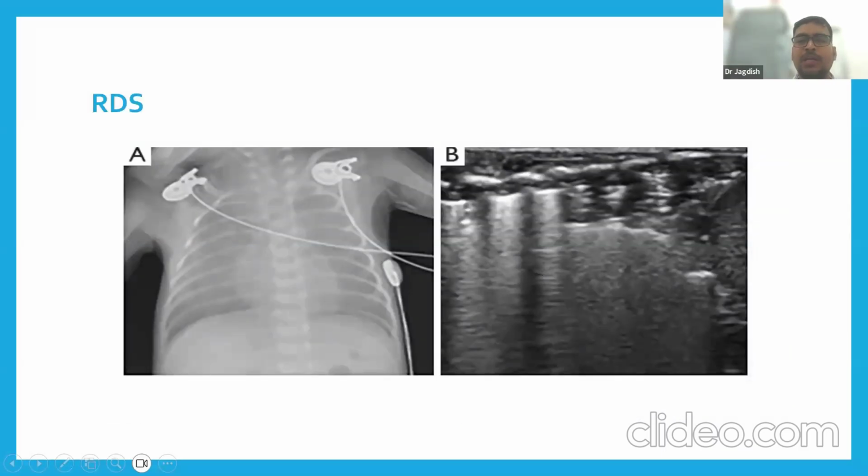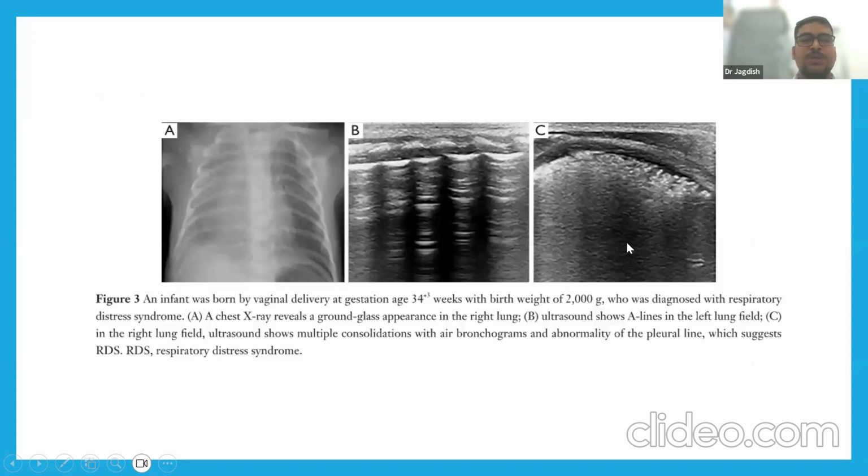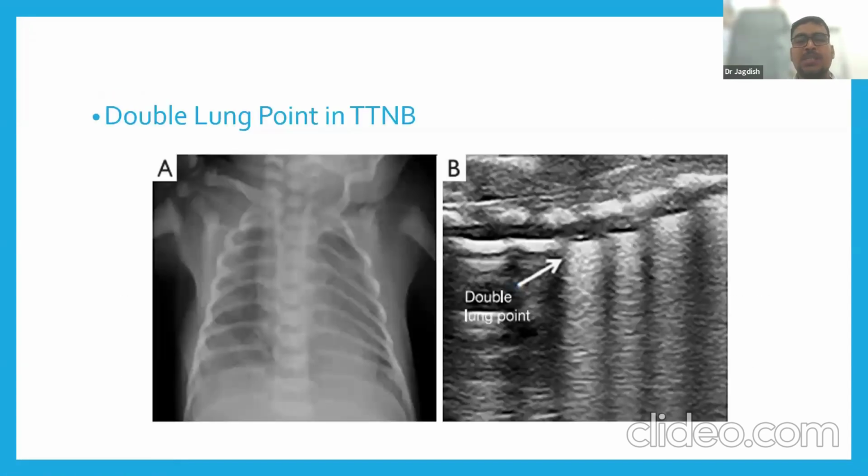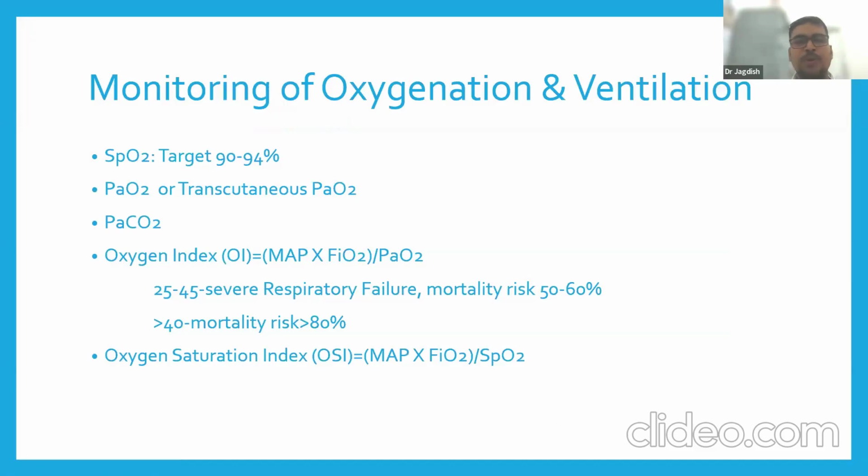So I'm not going into details. So this is the X-ray, how the X-ray looks like in RDS, and this is the picture of what it looks like in a lung ultrasound. Okay. So this is again in a transient tachypnea of newborn. So this is beyond our scope. I'm not going into details.